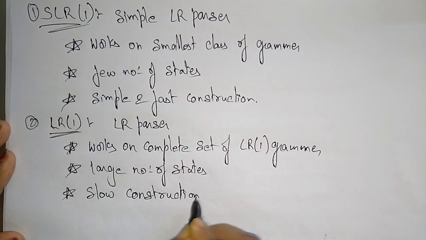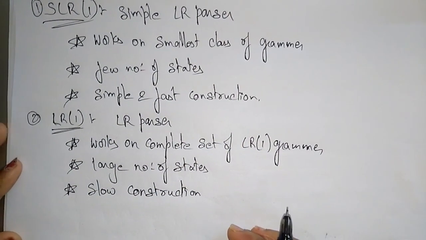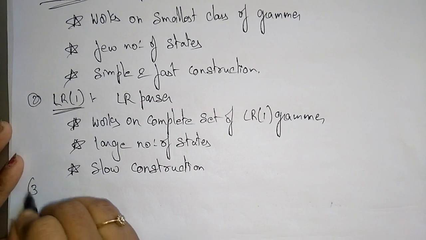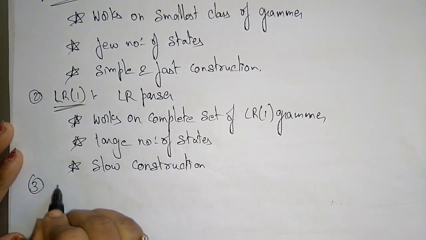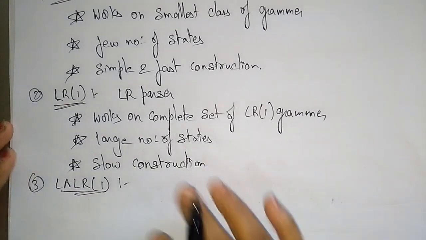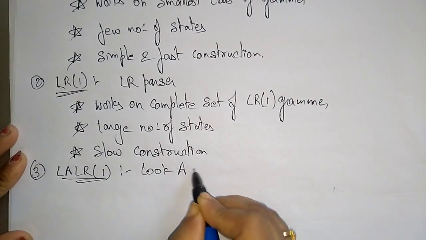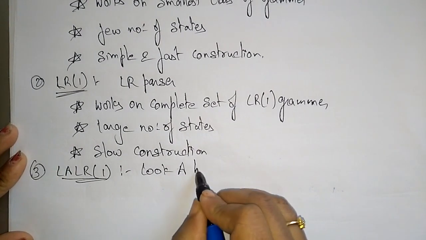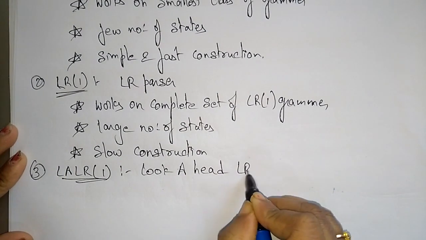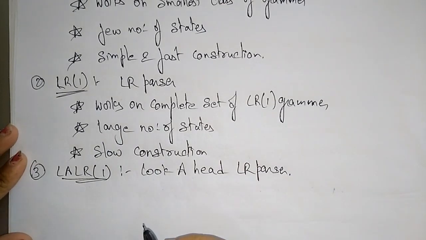Few tables, few states means only simple and fast construction, whereas LR is having slow construction. Now coming to the next available algorithm, that is LALR. LALR is nothing but Look Ahead LR parser. So it works on intermediate size of the grammar.